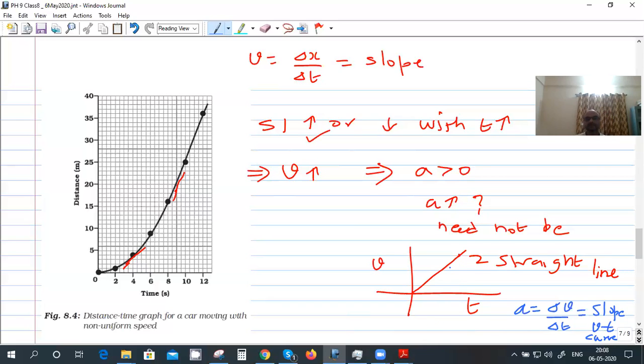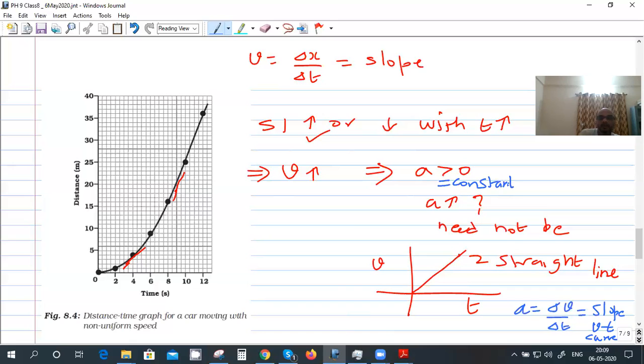And this vt curve is a straight line, so the slope is not changing. So acceleration is not changing with time. So increasing or decreasing does not make sense here. Okay? And acceleration is greater than zero, and it's also a constant.